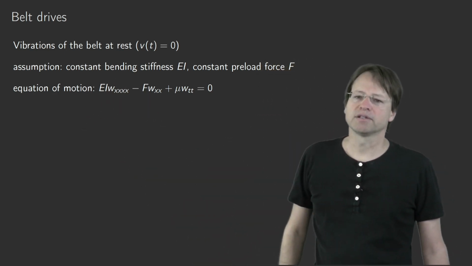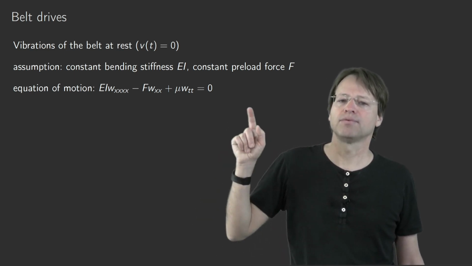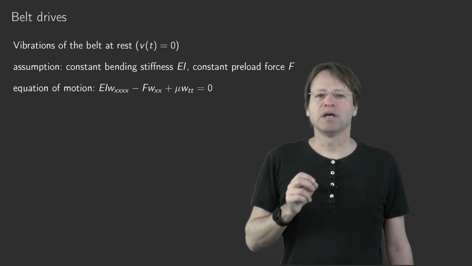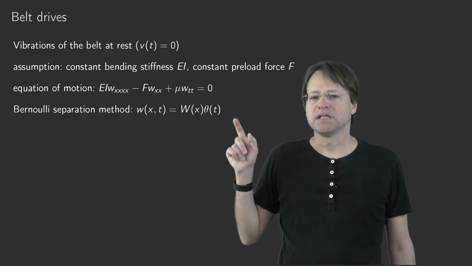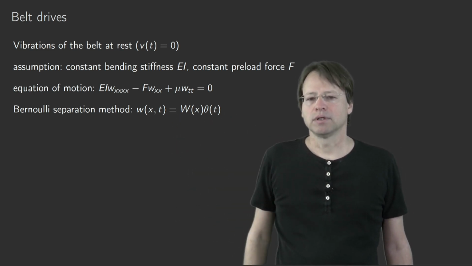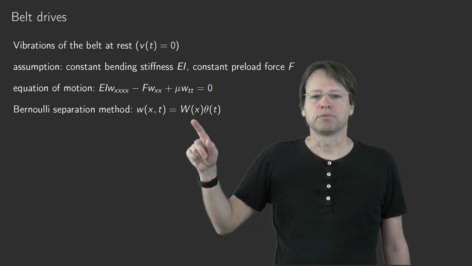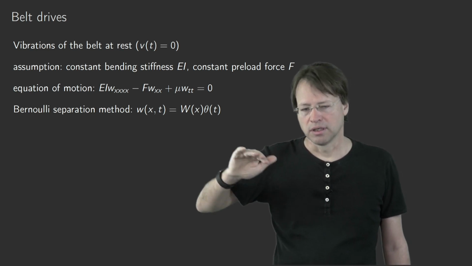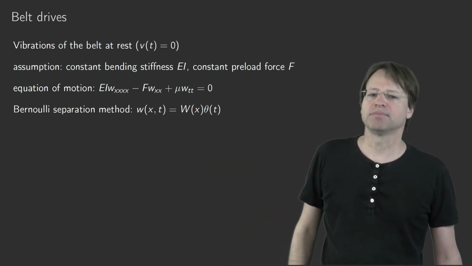So therefore we can solve, and it's a linear equation of motion, therefore we can solve this partial differential equation by applying Bernoulli separation. Bernoulli separation splits our displacement field that we are looking for into the product of two functions, one function that governs the space dependence and the other function that governs the time dependence.